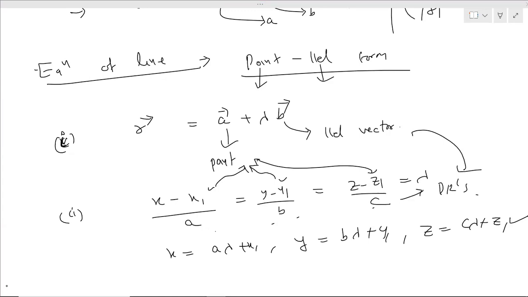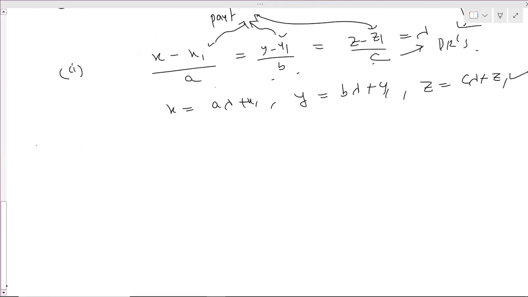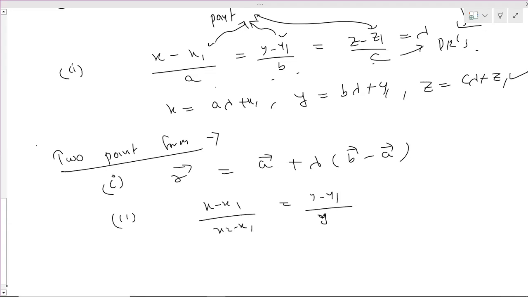Done, sir. Okay. Two-point form. r vector equals a vector plus lambda times (b vector minus a vector). (x minus x1) upon (x2 minus x1) equals (y minus y1) upon (y2 minus y1) equals (z minus z1) upon (z2 minus z1). Alright, this is 2-point form. You know this already.